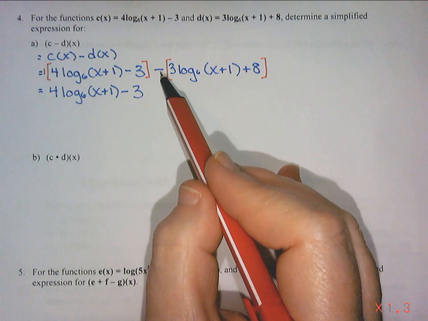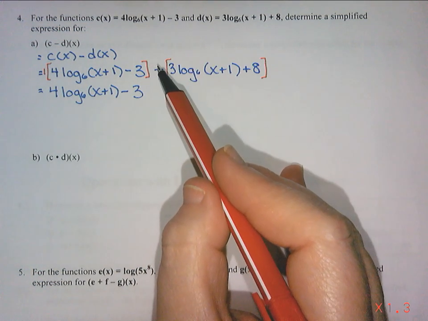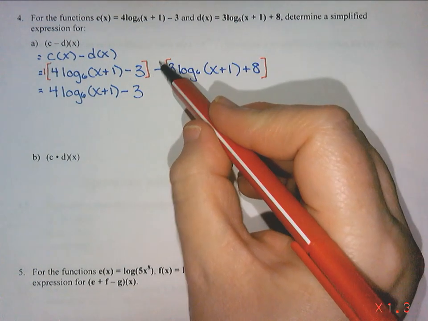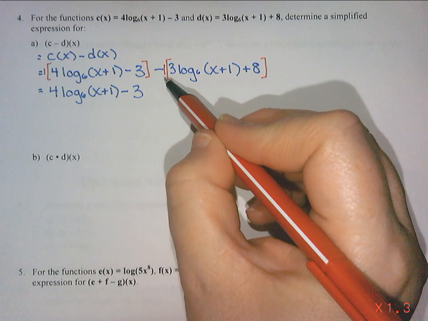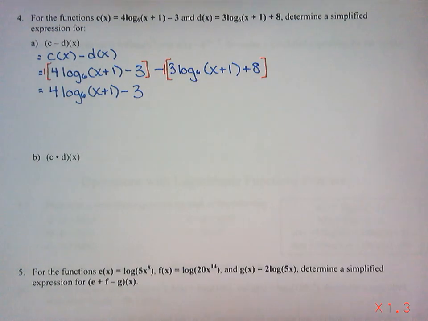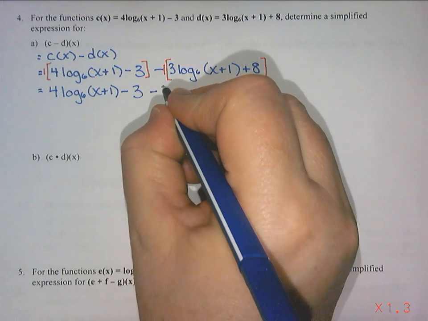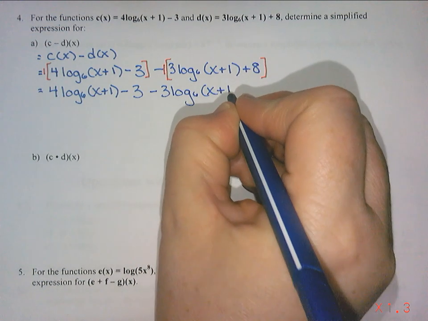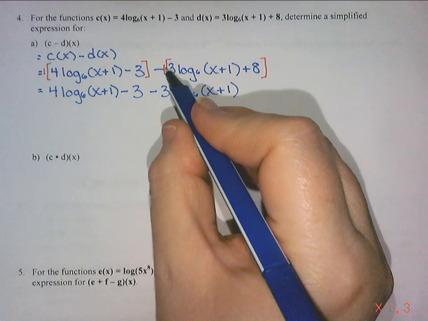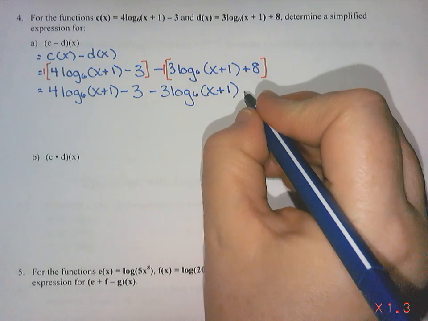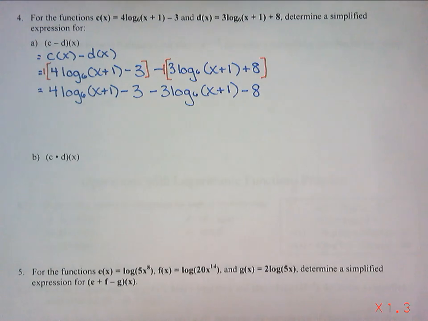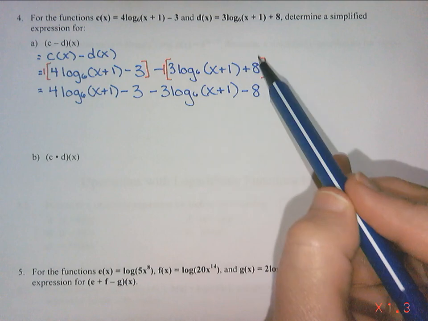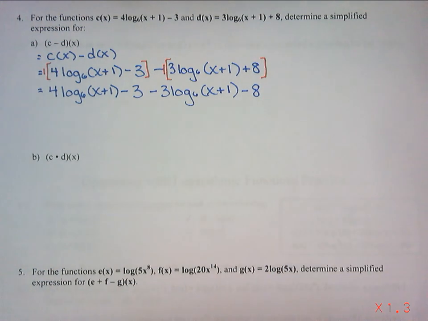What we need to do is either subtract each of the terms or put in a little secret 1 and then multiply each term by -1. So I am subtracting 3 log base 6 of x plus 1. And then we are also subtracting 8. So that's going to be minus 8. Or if you think about it, -1 times 3 is -3, and then -1 times 8 is -8.